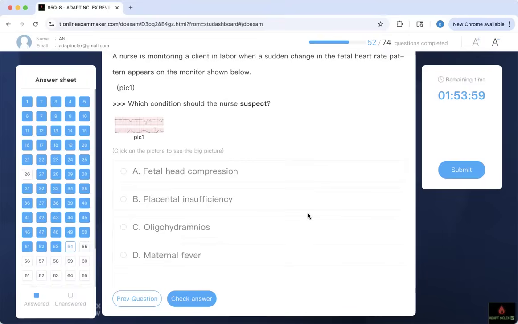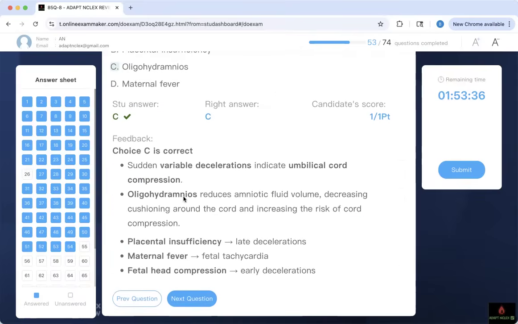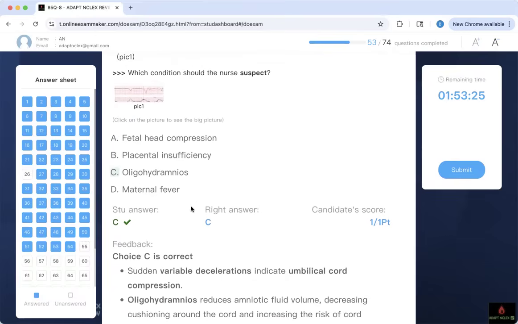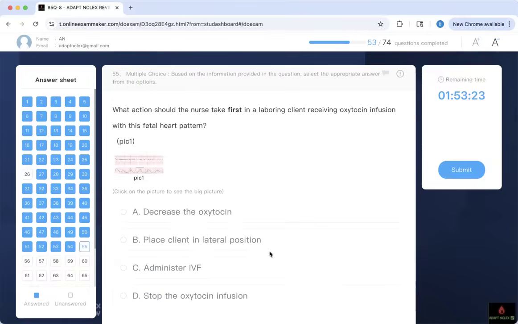It's called compression because there's no fluid, or oligohydramnios. And head compression, that's not going to cause that because it's what? What do you think? Placenta insufficiency, what does it cause? Maternal fever causes tachycardia. Therefore, this is the right answer. Placenta insufficiency causes late deceleration. That's what you see in that. And then head compression causes early deceleration. So this is oligohydramnios. Same thing.